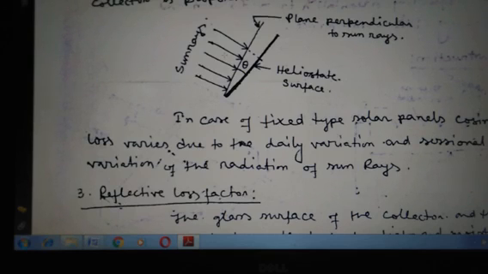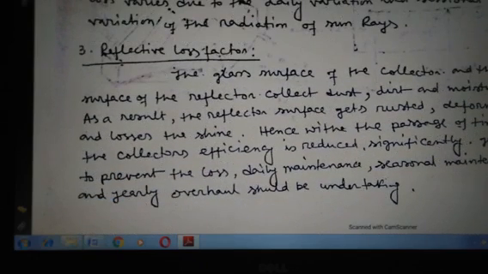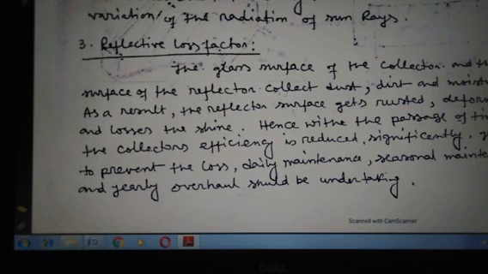Now, the reflective loss factor. The glass surface of the collector and the surface of the reflector collect dust, dirt and moisture. As a result, the reflector surface gets covered with dust and other factors. Hence, with the passage of time, the collector's efficiency is reduced significantly. Thus, to prevent the loss, daily maintenance, seasonal maintenance and yearly overhauls are required.